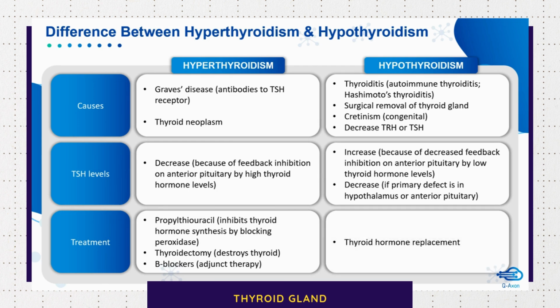Treatment of hyperthyroidism is by propylthiouracil, which inhibits the thyroid hormone synthesis by blocking the peroxidase enzyme, thyroidectomy, and beta blocker, which is used as an adjunct therapy in the treatment of hyperthyroidism. In hypothyroidism, the treatment is usually by thyroid hormone replacement.